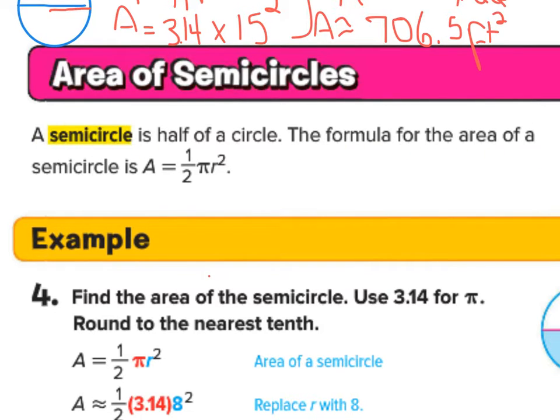The formula for the area of a semicircle is area equals half of the area of the circle. So whenever you have a number and you multiply it by a half, you get half of that number. Don't forget, if you wanted to, you could simply get rid of this half here and just put it all over 2, which means you would divide your number by 2 at the end.